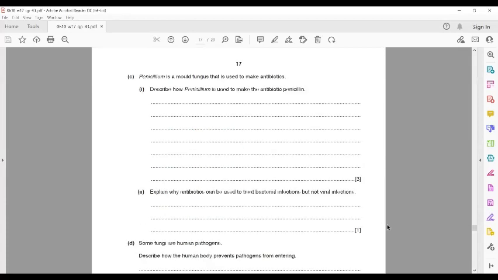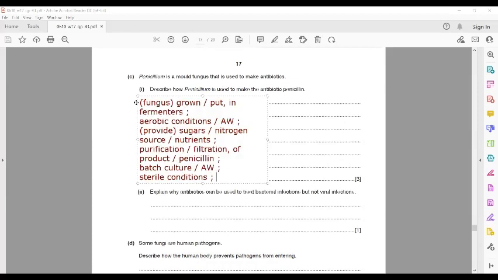Describe how penicillin is used to make the antibiotic penicillin. The fungus, they put it in the fermenters, then they send the air in, they inject the air in. So I just write here injection of the air.